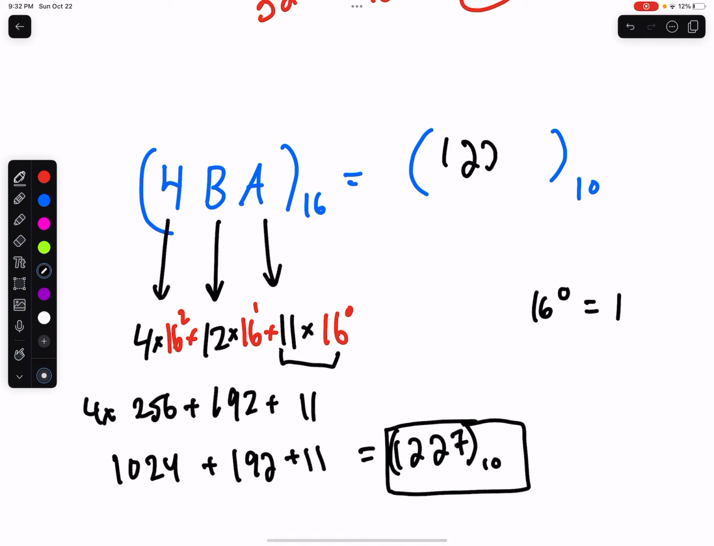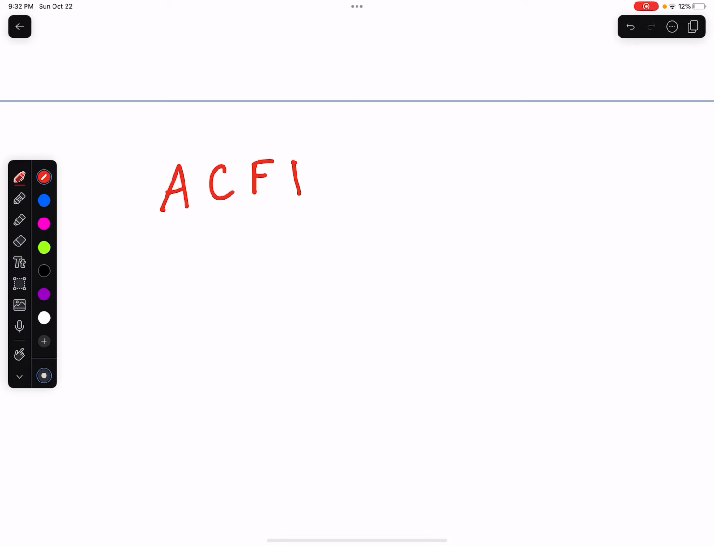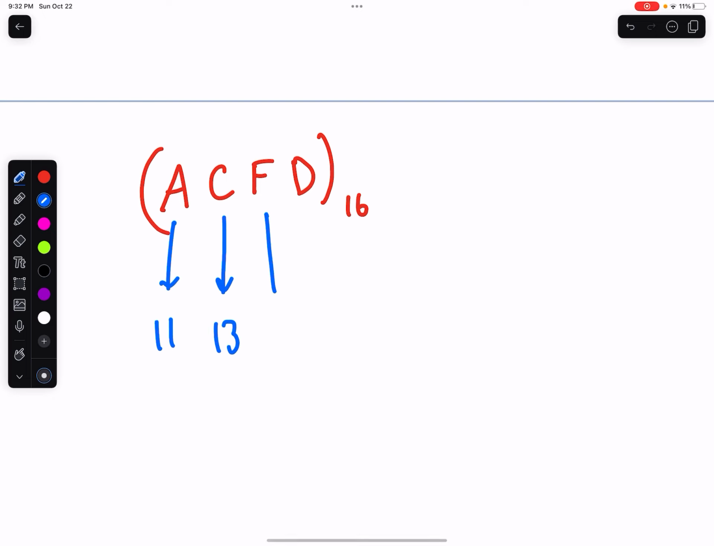Let's do one more for good measure. Let's just have a bunch of letters because it's so off-putting. A, C, F, D. All right, this one will be wild. So let's say we are given this number. This number is in base 16. Remember, we're going to unpack in hex 0 through 9 are the first 10 options. A is 10, B is 11, C is 12. Recall F was 15, and D was 13.